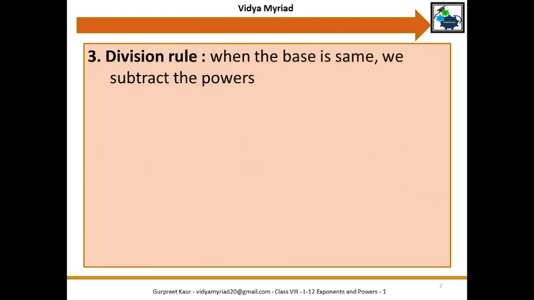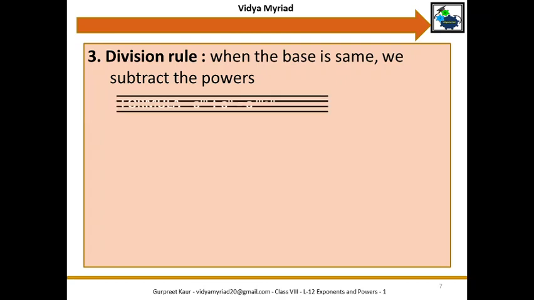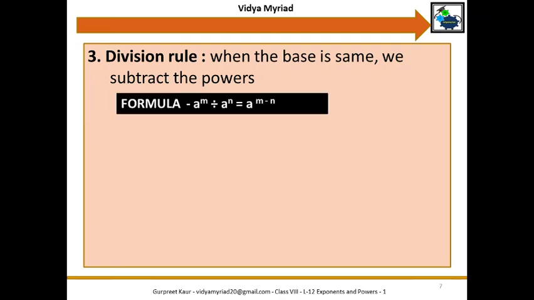Another rule is the division rule, which is simple. In this you need to subtract the powers. Whenever there is a division part, you will subtract the powers. So 7 raised to power 5 minus 3 will become 7 raised to power 2, which you can further simplify and write as 7 into 7, which is equal to 49.